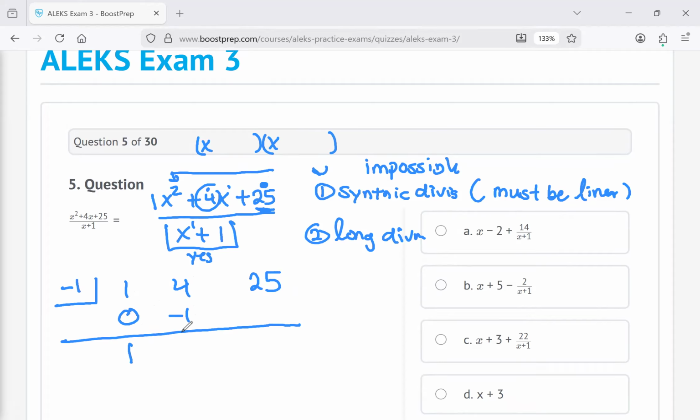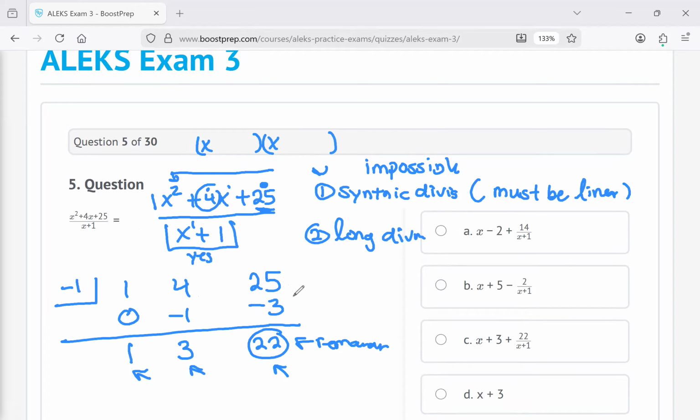And then add them up vertically. So what's 4 plus -1, or 4 minus 1? 3. What's 3 times -1? -3. Add them up vertically. What's 25 minus 3? 22. And 22 is what's called our remainder. So yes, we have a remainder because x plus 1 is not a factor. So what do we do with these numbers? What do I do with the 1? What do I do with the 3? And what do I do with the 22?